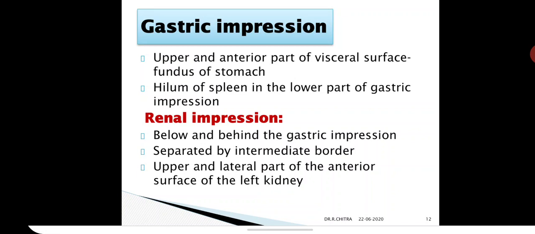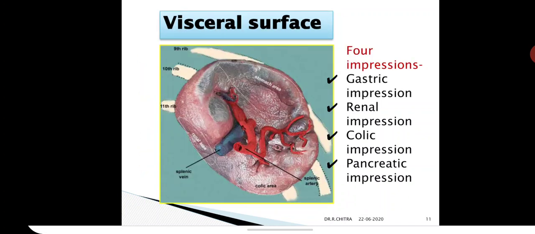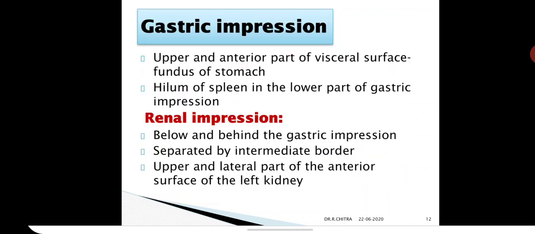Then what is the renal impression and where is it? It is below and behind the gastric impression. Between these two impressions is the intermediate border. You see between the gastric impression and renal impression, what you are seeing is the intermediate border. The hilum of the spleen is present in the gastric impression area. The renal impression is related to the upper and lateral part of the anterior surface of the left kidney.